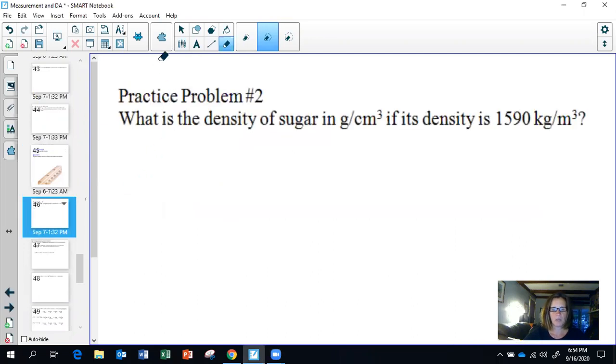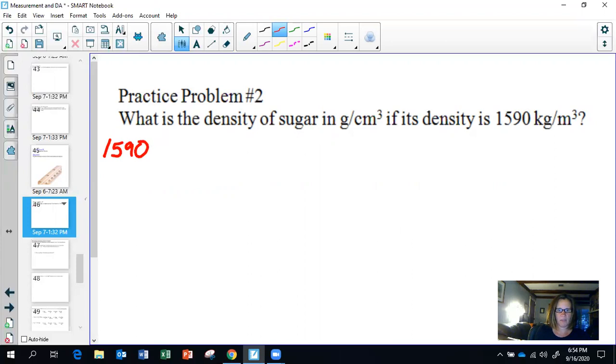The first problem we're going to do, practice problem number 2 from our notes packet, is the following. What is the density of sugar in grams per cubic centimeter if its density is 1,590 kilograms per cubic meter? As with any dimensional analysis problem, the first step is to write down the number we're starting with. From the problem, there's only one number, 1,590 kilograms per cubic meter.